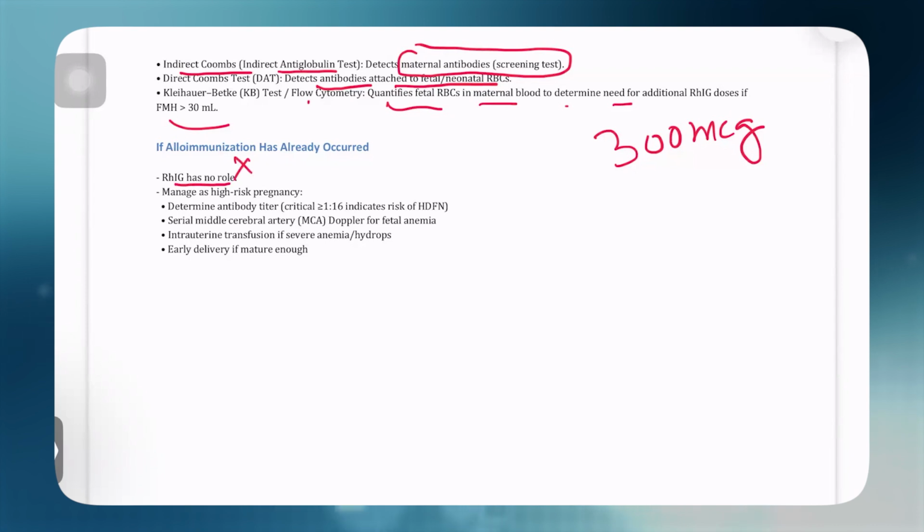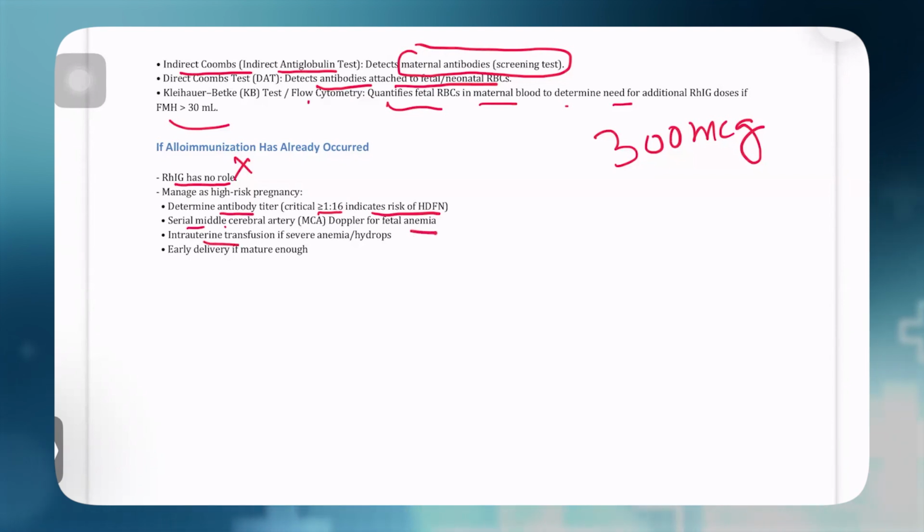Then you have to manage the pregnancy as a high risk pregnancy because you don't even know if the patient has had a miscarriage in her earlier pregnancy. So you don't know because they are unattended people. So then you have to send the antibody titer. If it is more than 1 is to 16, it indicates high risk of hemolytic disease of the newborn. Or serial middle cerebral artery Doppler for fetal anemia.